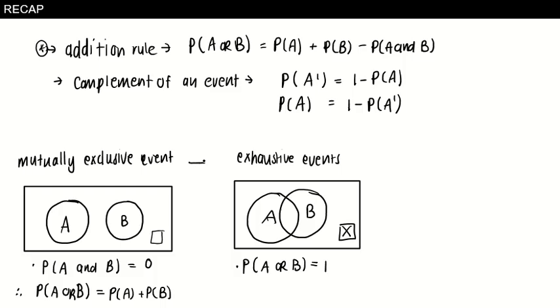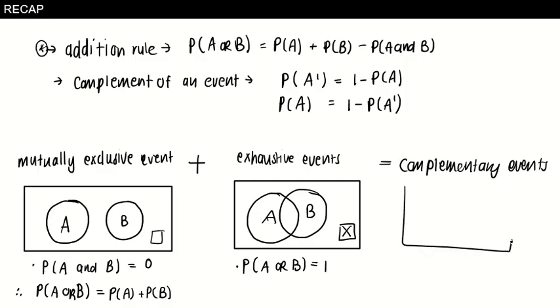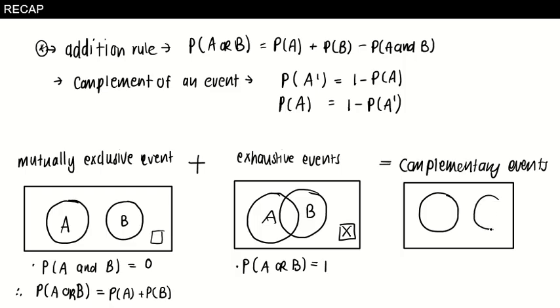Now, if I take mutually exclusive events and I add them with exhaustive events, then we get complementary events. Now, a complementary event is an event that is both mutually exclusive and exhaustive. So this is a great example of math or math lit. You can either take math or you can take math lit. You can't take both at the same time, so there's no "and", and you need to take either one of those two, so there's no outliers.